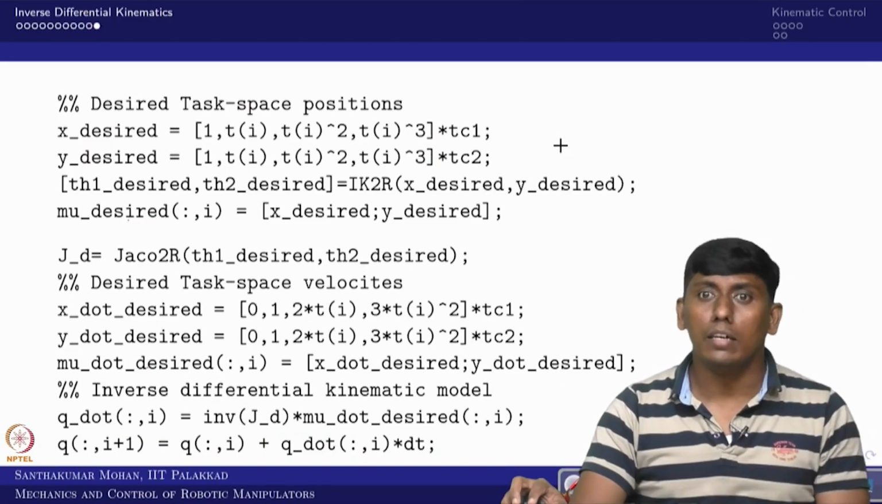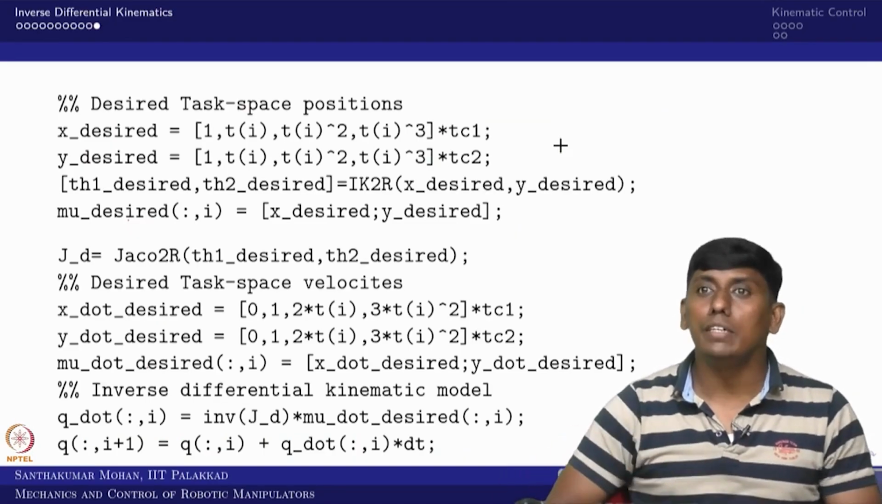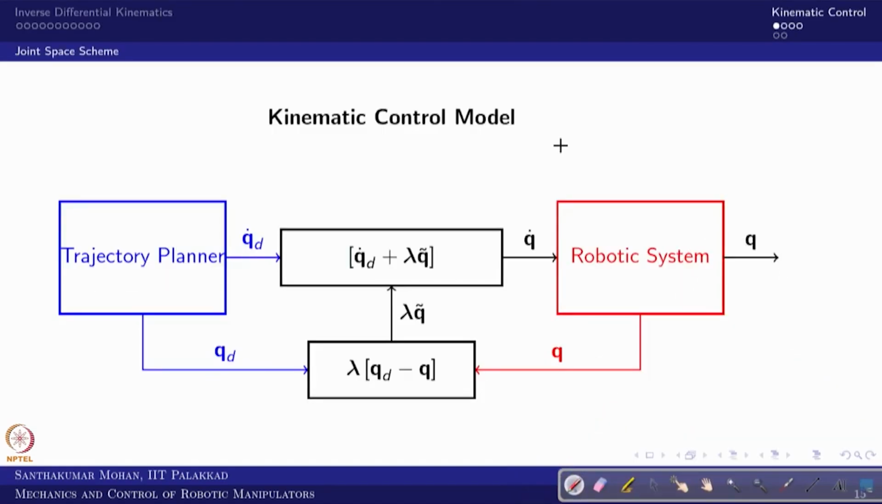So we will go to the slide, and then we can see how we can use this as a kinematic control. For the kinematic control, one of the conditions we have taken is that the first order error dynamics is going to be stable. For that, we have considered lambda as a positive constant. Then this is what you call the kinematic control model. This is the feed forward term, which we have seen as inverse differential kinematics. Now this is the feedback term, which we call proportional control.